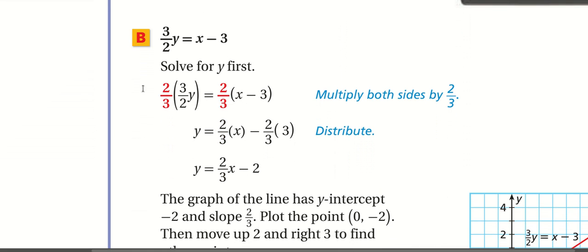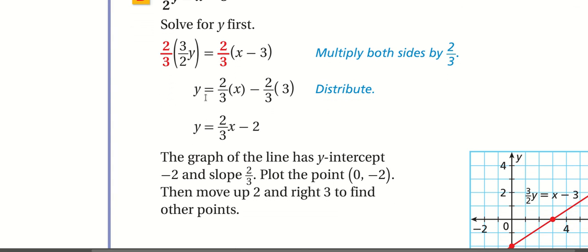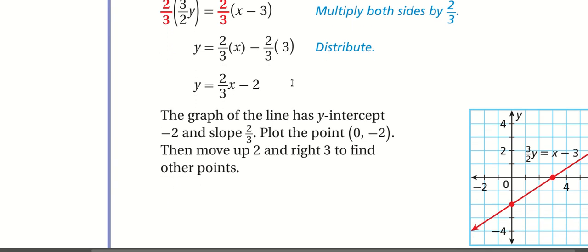Now, how about the equation 3 halves y equals x minus 3? Well, this is not yet solved for y. So to solve for y, we multiply both sides by the reciprocal of 3 halves, which is 2/3. So I multiply 3 halves y by 2/3, and I multiply the grouping of x minus 3 by 2/3. This gives me y equals 2/3 x minus 2/3 times 3. 2/3 times 3 is 6/3, and so that's 2. So the slope is 2/3, and the y-intercept is negative 2.